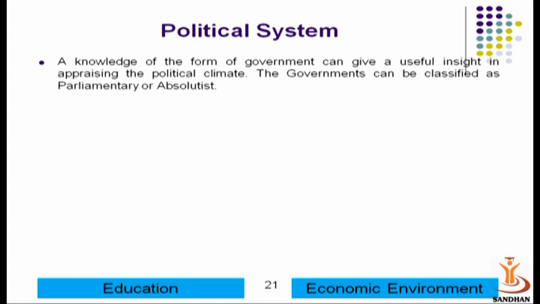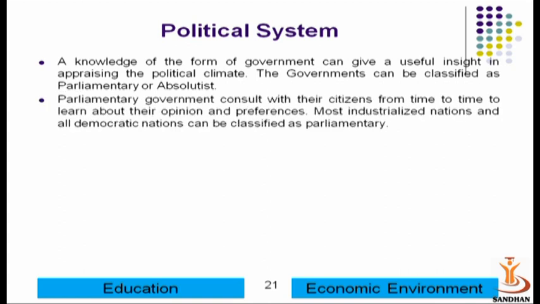If it is a parliamentary form of government, the government consults with the citizens for various decisions and policies. A parliamentary form of government also leads to an economic environment that focuses on the citizen, and the policies or systems of working of the business are dependent on the parliament's laws and acts. When we speak of an absolute system, it's monarchies and dictatorships.